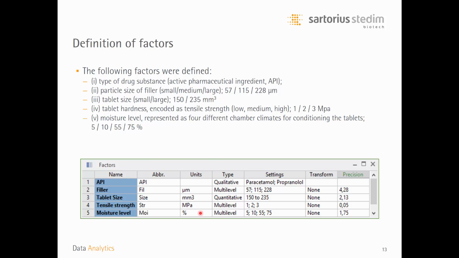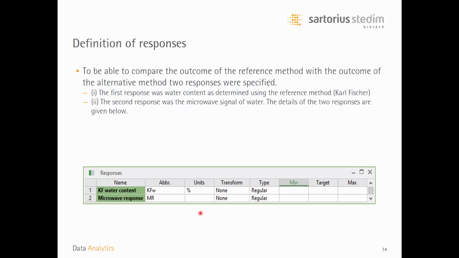In the next stage in the DOE investigation, the researchers defined the responses. And in order to be able to compare the outcome of the reference method with the outcome of the alternative method, 2 responses were specified. And the first response was the water content as determined using the reference method, the Karl-Fischer method. And the second response was the microwave signal of water using the alternative measurement technique.